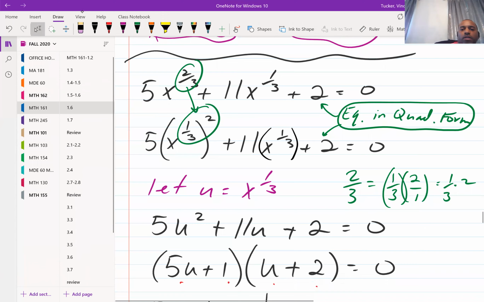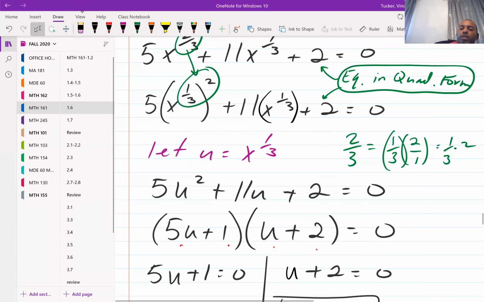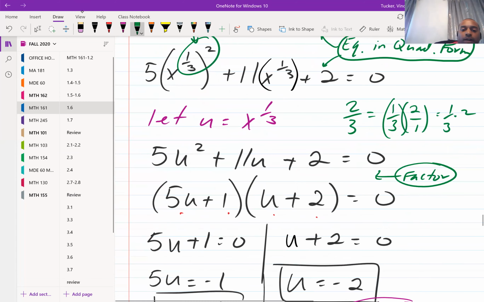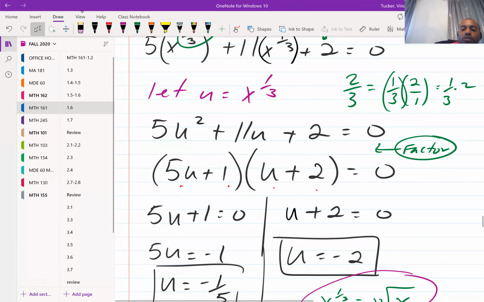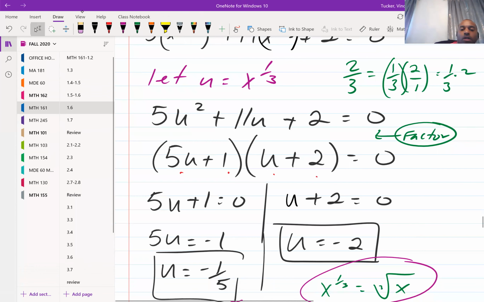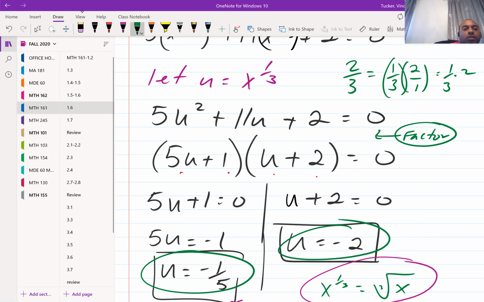Everybody good? All right, so once again, I look to see if I can factor. And once again, if you're not comfortable with factoring, you can always use the quadratic formula, which will get you to the same result. So I broke it up to 5u plus 1 times u plus 2. And that brings me here: u equal to negative 1/5 and u equal to negative 2.